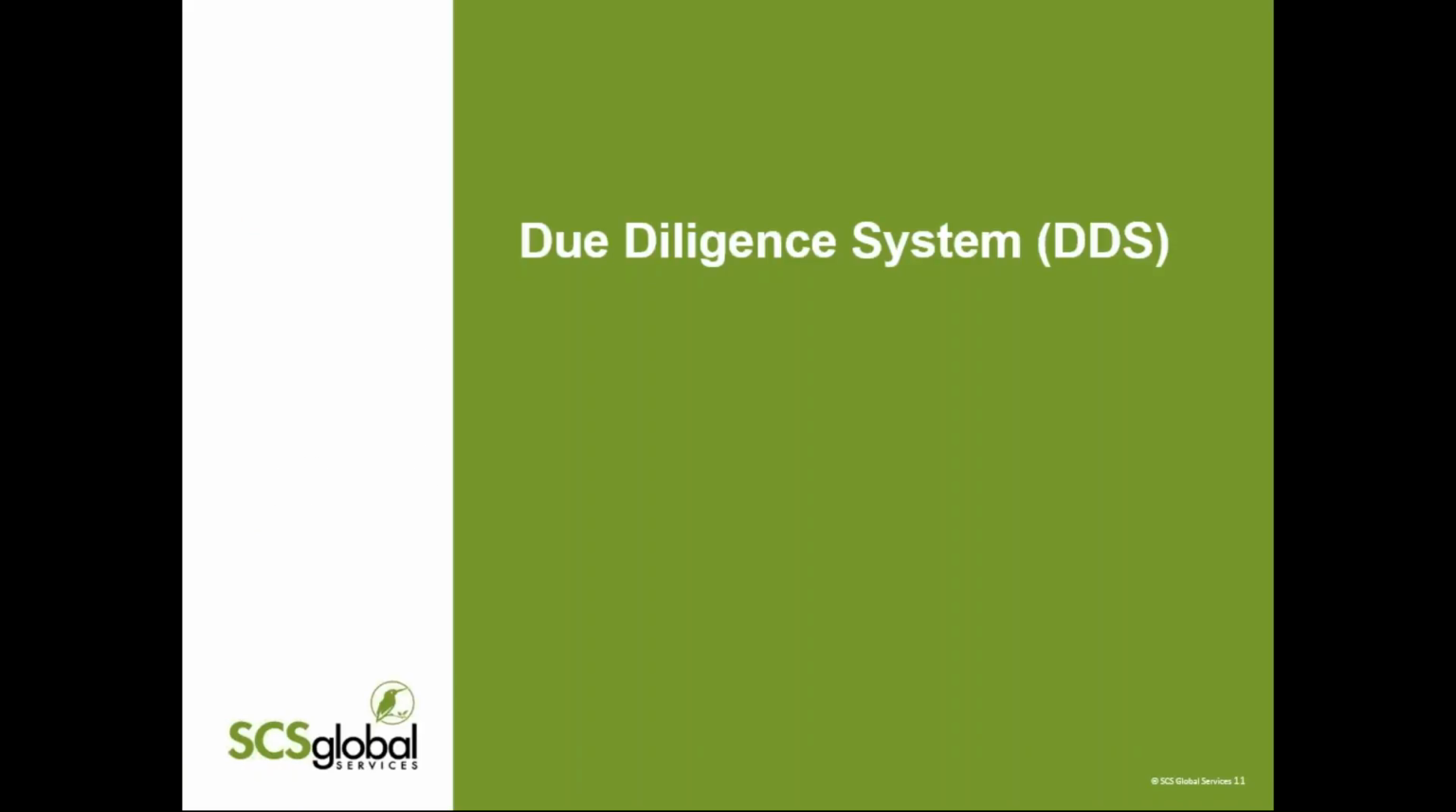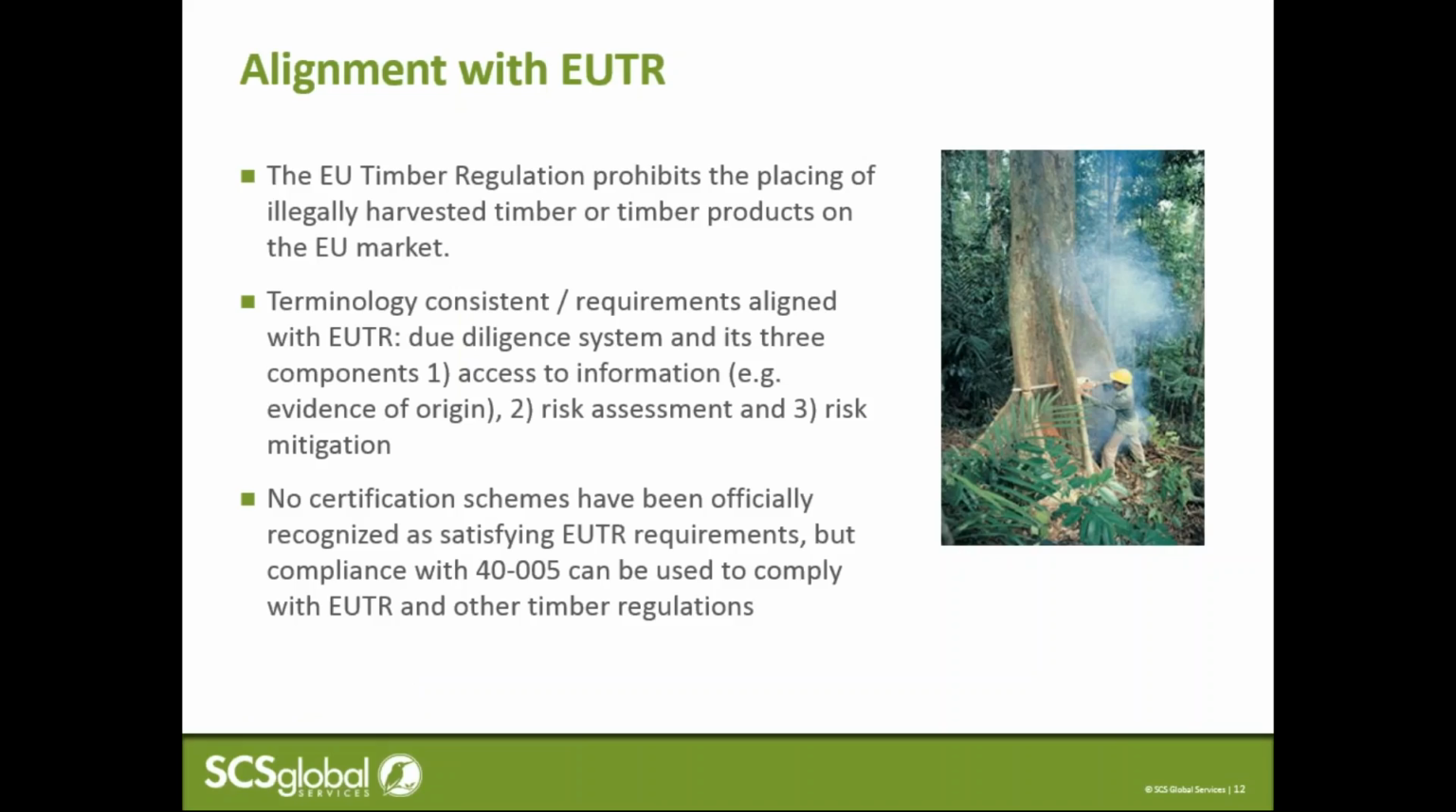Now we have entered the meat of the presentation, as the changes embedded with the due diligence system will be discussed on the following slides. But before we discuss in detail the DDS of the new Controlled Wood Standard, it's worth providing a little bit of context as it relates to the European Union timber regulation. The EU timber regulation prohibits the placing of illegally harvested timber or timber products on the EU market. This applies to operators who place timber or timber products on the EU market for the first time.